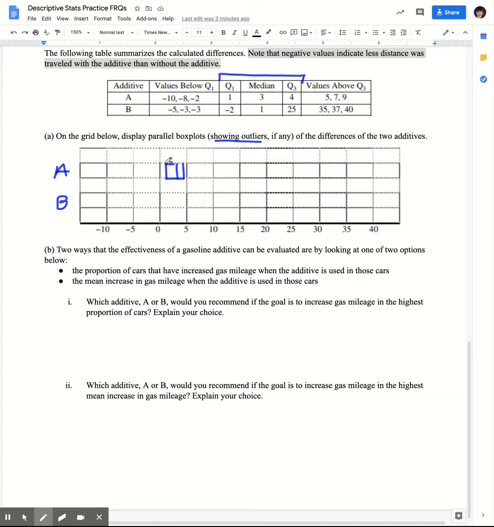So draw your box first, and then go on to your whiskers. Now, I'm actually not going to draw my whiskers yet because I need to determine if the values below quartile 1 and the values above quartile 3 are outliers or not. Remember, the rule to figure out outliers is Q3 plus 1.5 times the IQR.